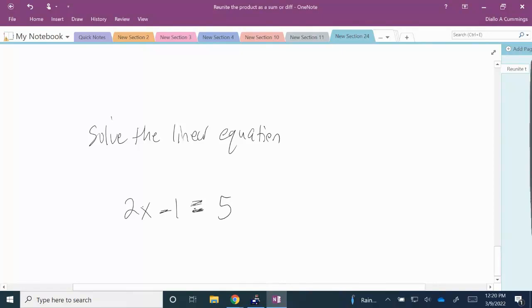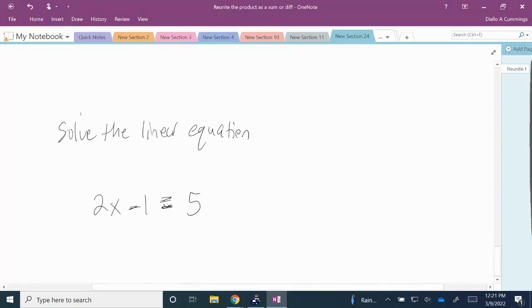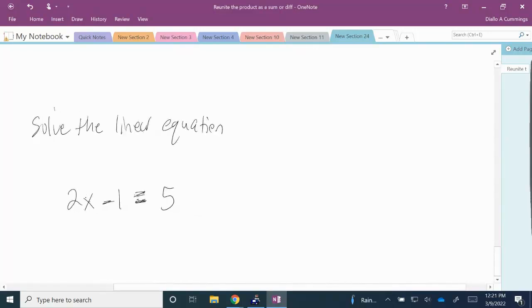All right, now what makes this a linear equation? Well, what makes this a linear equation is that my variables have no power past the first power. So notice the only variable here is x, and x is raised to the first power. So that makes this a linear equation.